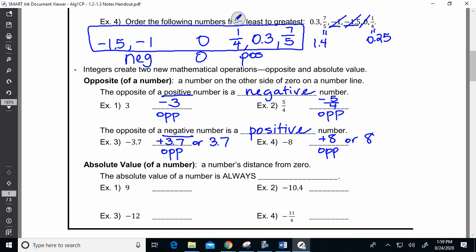And then absolute value. Absolute value is a number's distance from 0. So in symbols, you have the 2 lines with the number inside of it. So that's what absolute value means. The key thing here, absolute value is always positive.